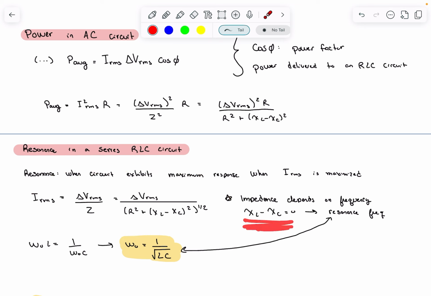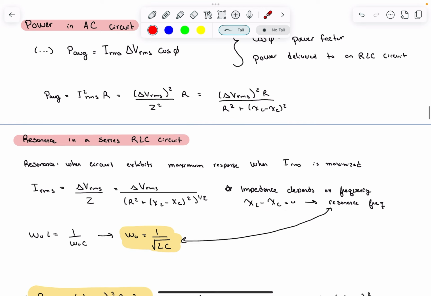When this happens, it's going to be at a frequency called the resonance frequency, because remember, XL is just omega times L. XC is 1 over omega C. We use the naught notation here to just denote that at this specific frequency, omega naught, we have the maximum response, so we call this the resonance frequency, being 1 over square root of L times C.